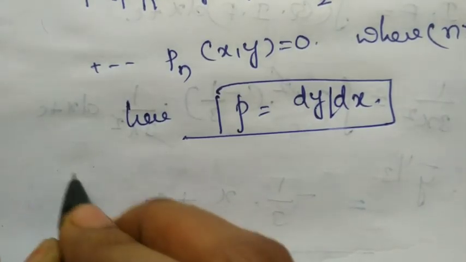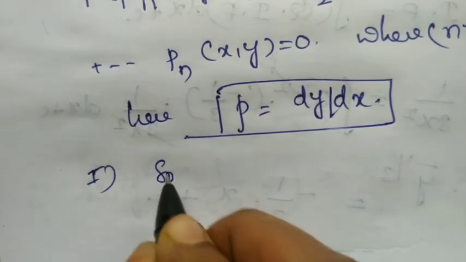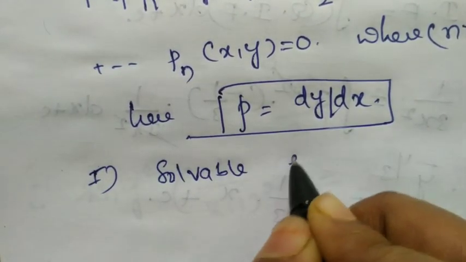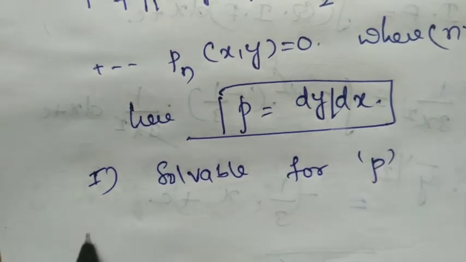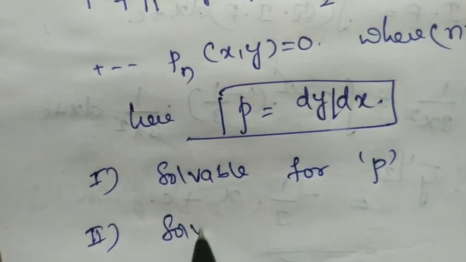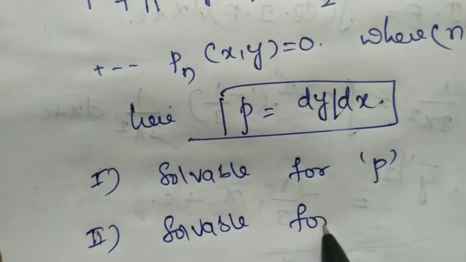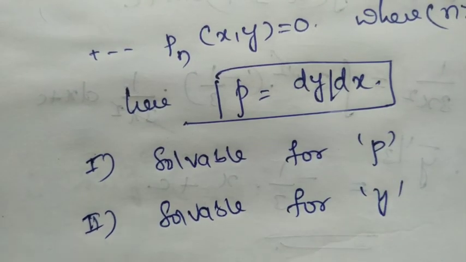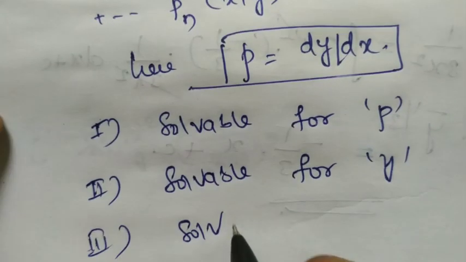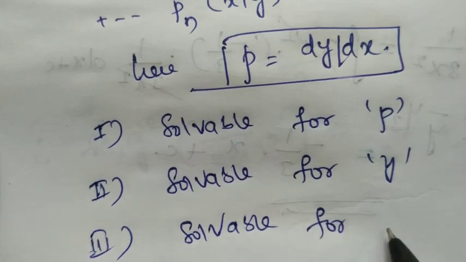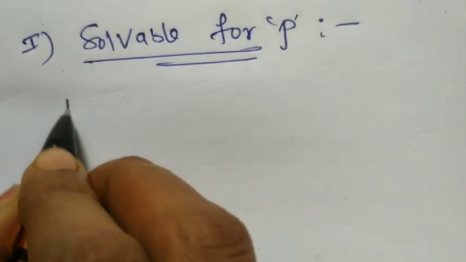In these differential equations we have three methods: solvable for p, solvable for y, and solvable for x. Problems on solvable for p.